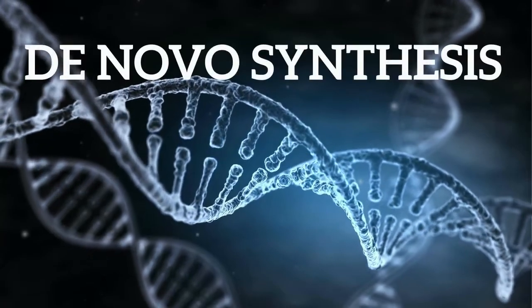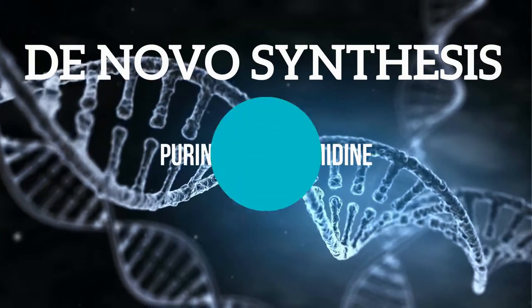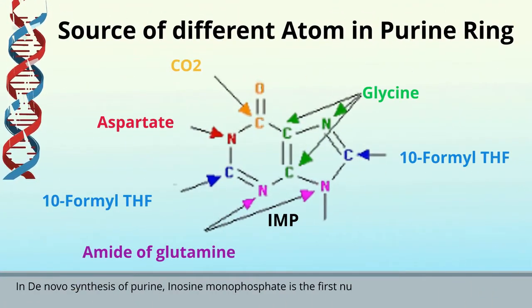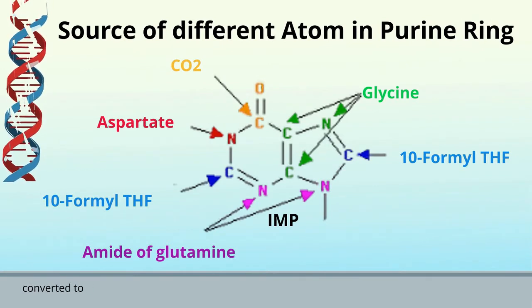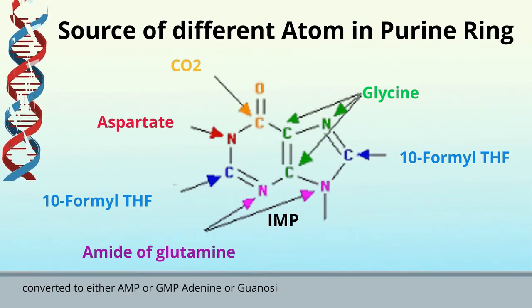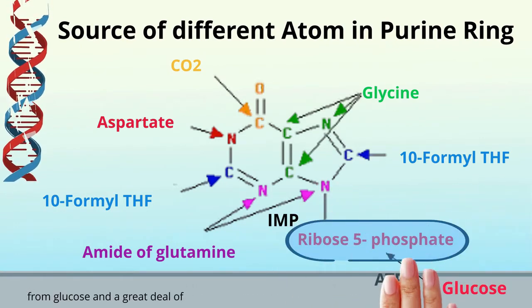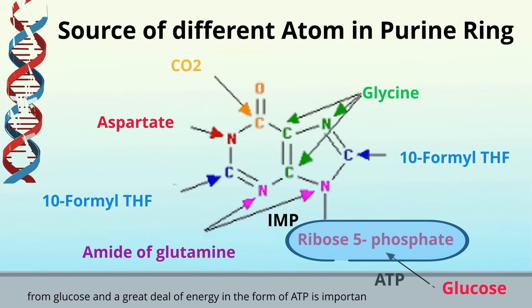De novo synthesis of purine and pyrimidine. In de novo synthesis of purine, inosine monophosphate (IMP) is the first nucleotide formed. It is then converted to either AMP or GMP, adenine and guanosine monophosphate. Ribose phosphate from glucose, and a great deal of energy in the form of ATP, is important in this synthesis.